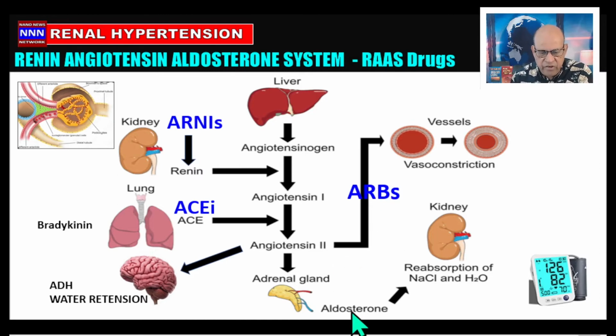But since these patients also have a tendency to retain salt and water, the addition of a diuretic may perhaps help these patients with renovascular hypertension. A word of caution: the patient should not be dehydrated when we start these patients on ACE inhibitors or ARBs, because that can lead to worsening of renal function. So the patients have to be euvolemic. Their volume has to be normal before they are started on ACE or ARB medications.